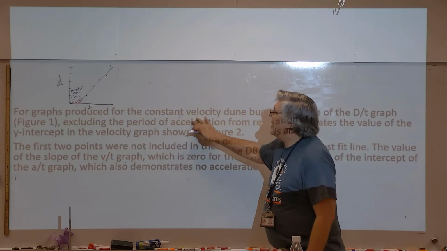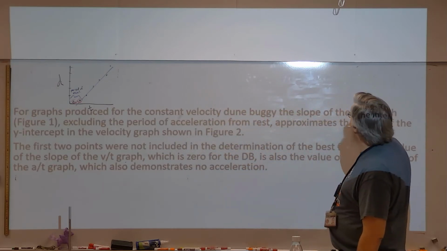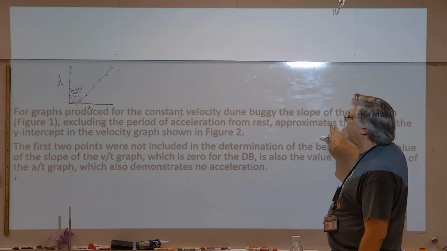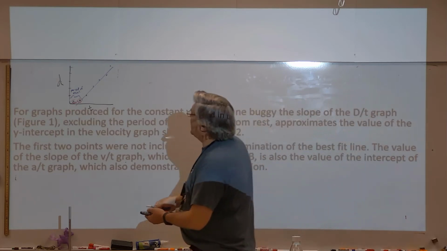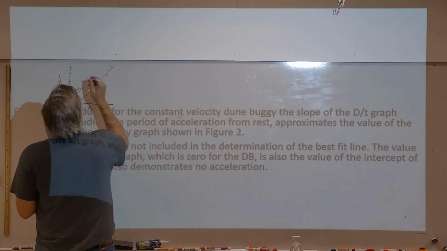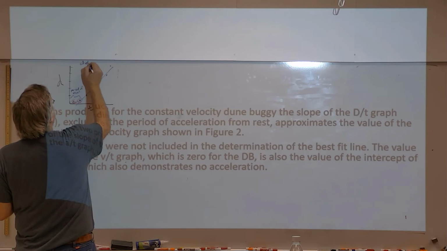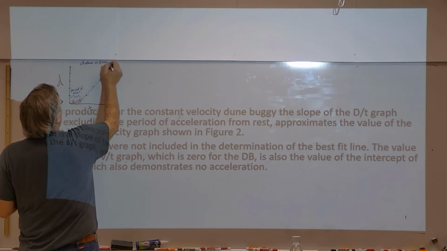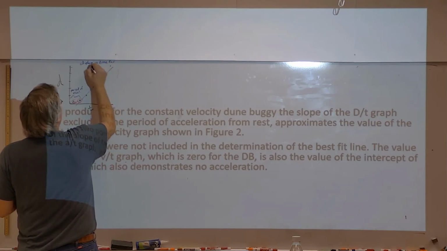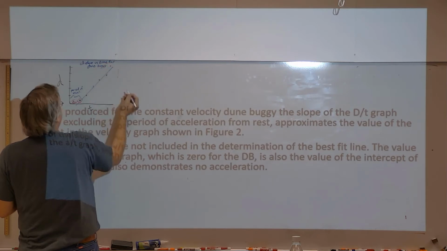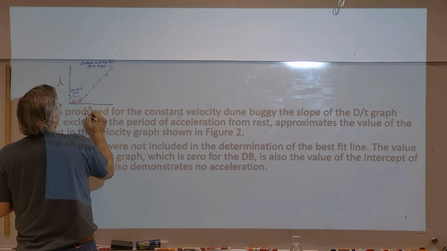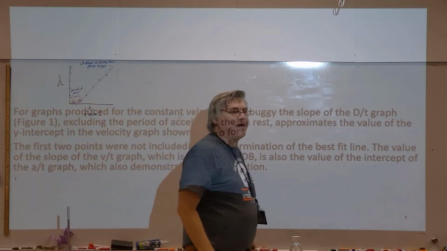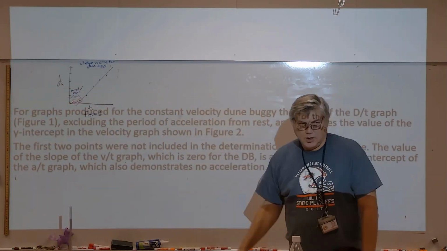What did I say about it? For the graphs produced at the constant velocity, the slope of the graph, I said figure 1. So this should have a title, distance versus time for dune buggy. So it has a title, but I'm also going to call this figure 1. And that way I can refer to it without having to write out the whole title.